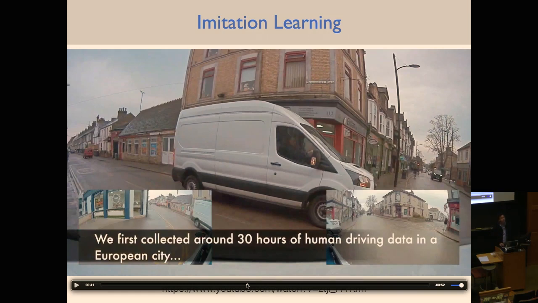Question? Since this is in Europe, specifically the UK, I'm wondering how can you use data from places like this to do driving in the US if it's on a different side of the road, or how can you parse what's useful? Yeah, so that is a major challenge.